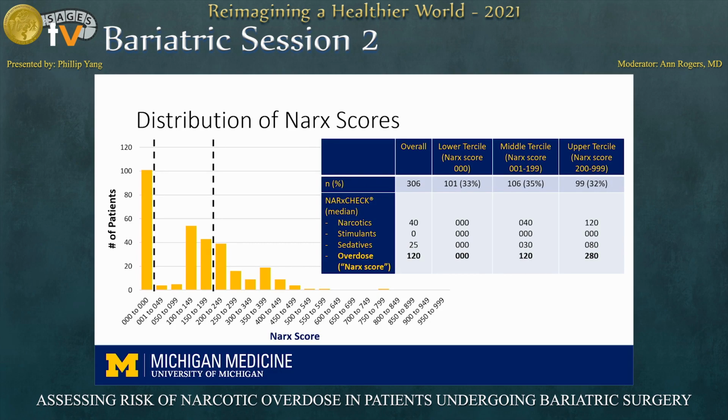So overall, the median NARC score for all patients was 120. Patients in the lower tercile had a median NARC score of 0, and patients in the upper tercile had a median NARC score of 280. The graph here on the left shows the distribution of NARC scores for all patients, and the dashed lines show how the terciles were distinguished.